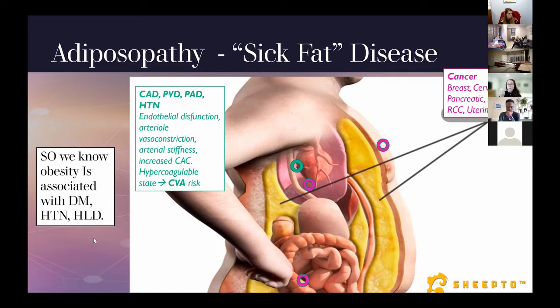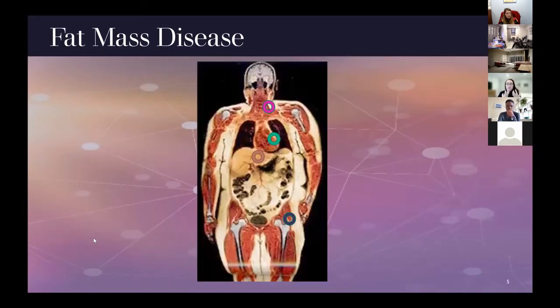It's the adiposopathy. I can't even say it, and I've tried to say it many times, but it's basically this pro-inflammatory molecule that creates huge problems. And then there's just literally the mass effect, and we call that the fat mass disease.